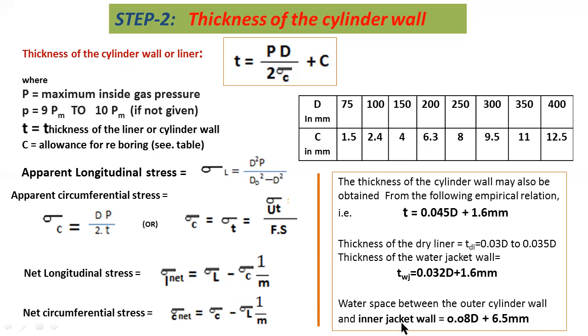These are the main formulas used for design of cylinder wall thickness. This is step 2, and step 2 is completed. Now I am going to explain step 3, that is design for thickness of cylinder flange, cylinder flange and studs. Studs are bolts used for covering the flange.